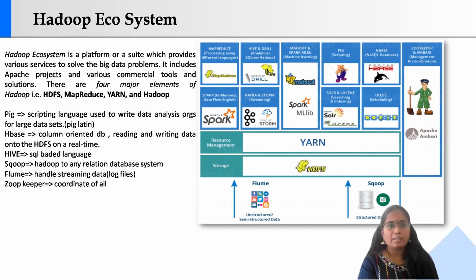Zookeeper is for coordinating things, HBase is for column-oriented databases. Like this, we have different tools to handle and solve different problems. So we will see what the different services are, which tool we can use, and how to resolve a problem based upon each tool.